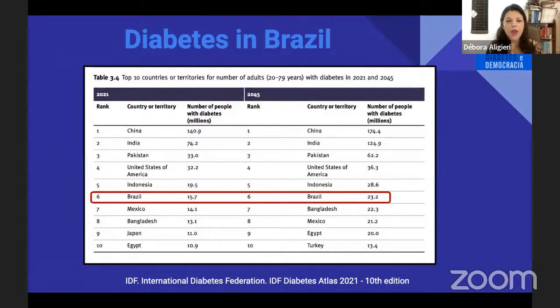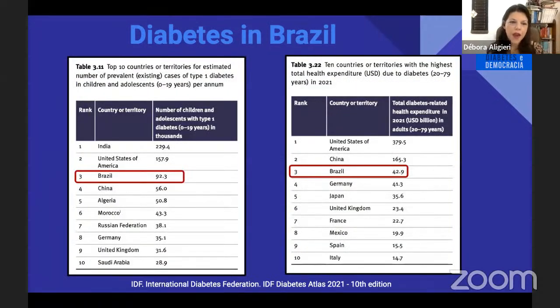Here in Brazil, we are in 6th position in number of people with diabetes. We have almost 60 million people living with diabetes. And we are in 3rd position for children with type 1 diabetes. Considering the adults also, we have almost 1 million people living with type 1 diabetes. And we are also in 3rd position with the highest health expenditure due to diabetes.